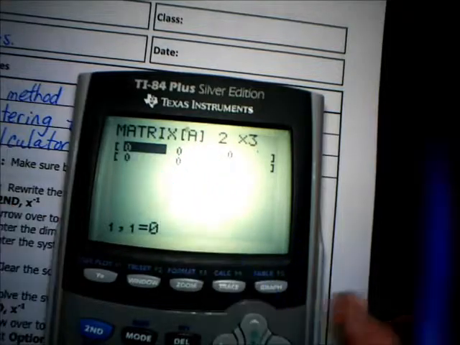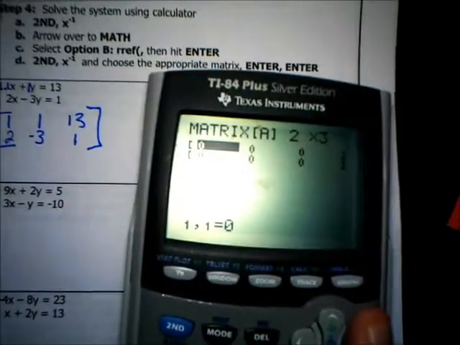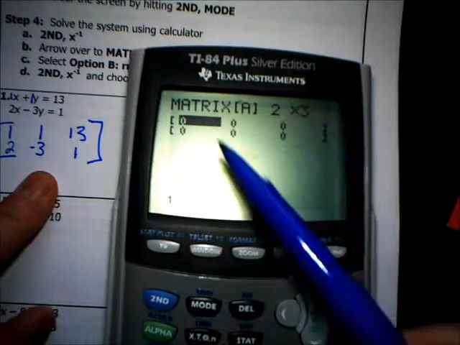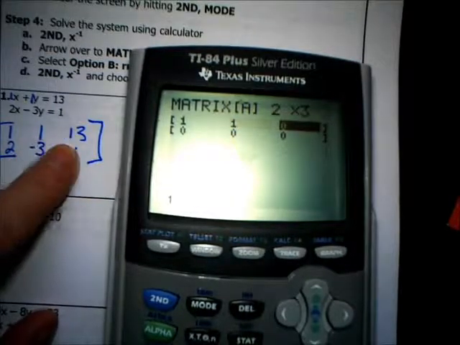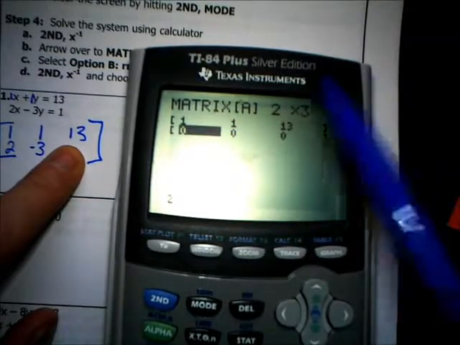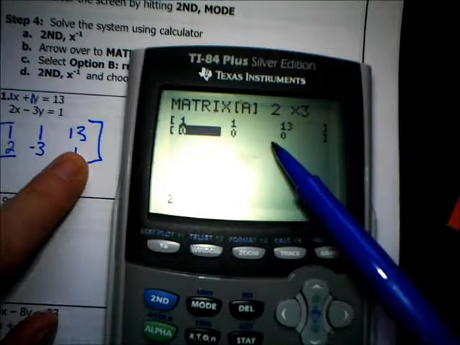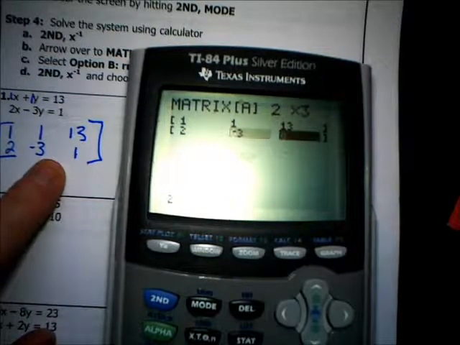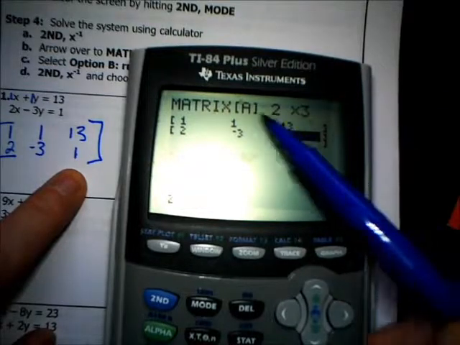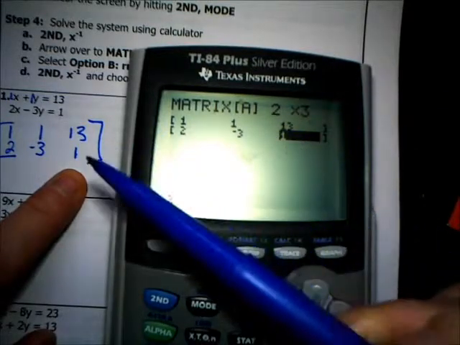So now I'm going to take what I wrote on number 1 and enter them into their slots. So the first 0, I'm going to change it to a 1 and enter, another 1 and enter, and then a 13. And as I enter, it's just moving along inside my matrix. If I go to the second row, it'll be a 2, a -3, and a 1, so that I have this matrix that matches the one that I wrote.